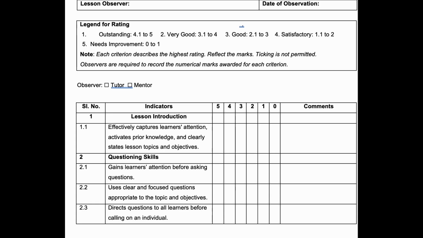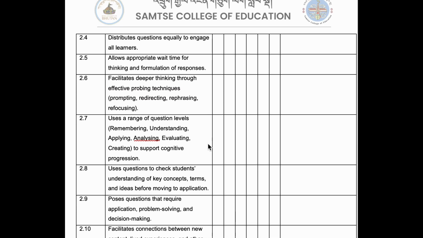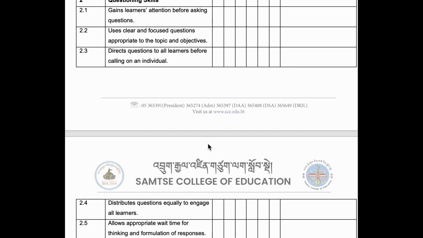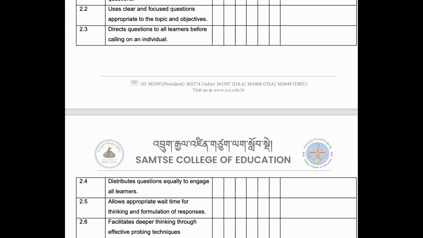Now the next is the questioning skills. In the questioning skills we have 13 indicators. Let me explain in general what is expected here. Questioning is one of the most powerful teaching strategies. It is not simply about asking many questions, but asking questions that promote learning. As mentors and observers, look for the following practices. First, notice whether the student teacher gains learners' attention before asking a question. Learners should be ready to listen and think.